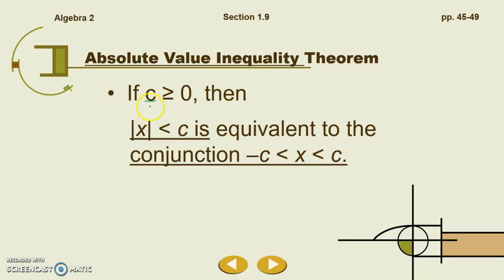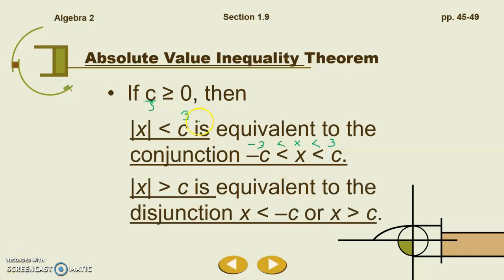Let's put some numbers here. Let's say that c is 3, and the absolute value of x is less than 3, then that's also equivalent to negative 3 is less than x, which is less than 3. Telling us what we already know, just in different terms. If the absolute value of x is greater than c, let's say that x is greater than 3, then we also have this equivalency. It's equivalent to the disjunction that x is less than negative c, or negative 3, or x is greater than c, x is greater than 3.